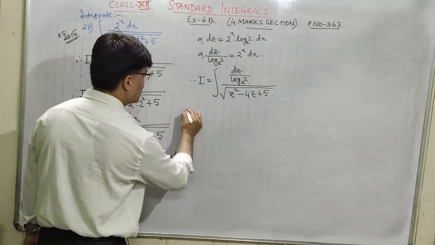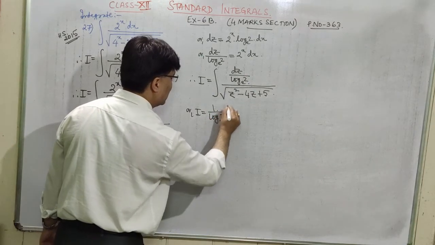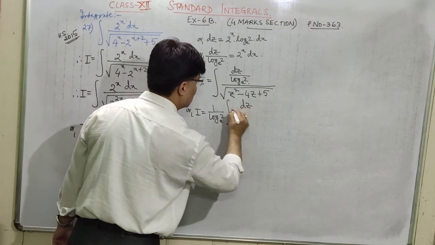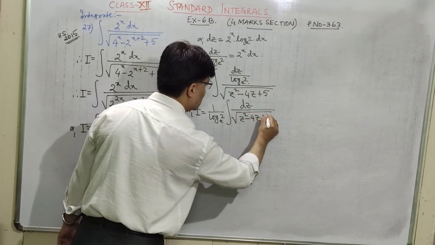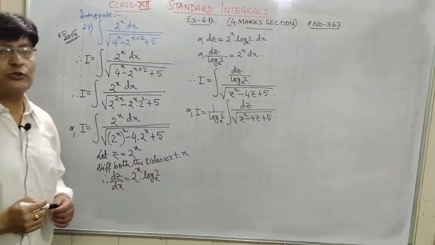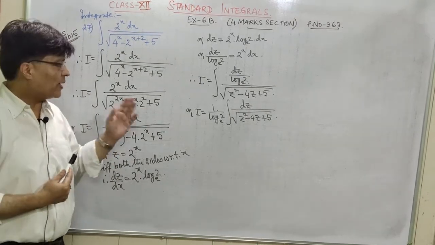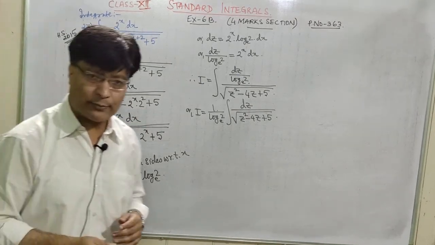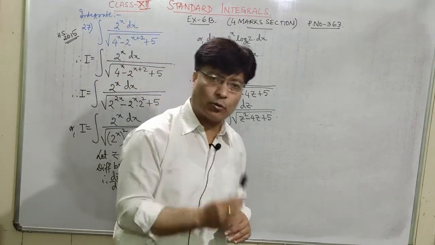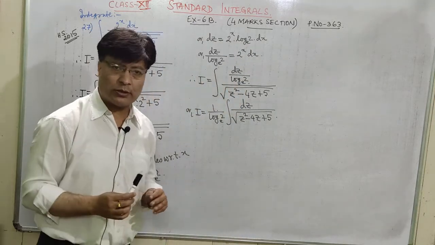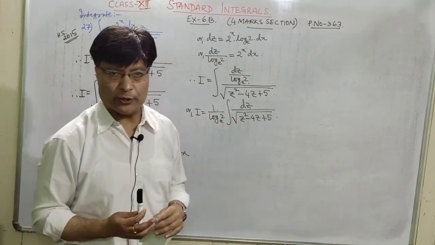Okay. So which constant is taken outside? I is equal to 1 upon log 2 base e integration of dz divided by, within root, this is z square minus 4z plus 5. So I think you have understood it. Okay. So 1 by log 2 base e is constant, that is taken outside. So we have integral sign dz divided by root over z square minus 4z plus 5. Now here the quadratic expression is under square root. And here the coefficient of z square is positive. But we cannot factorize this expression.